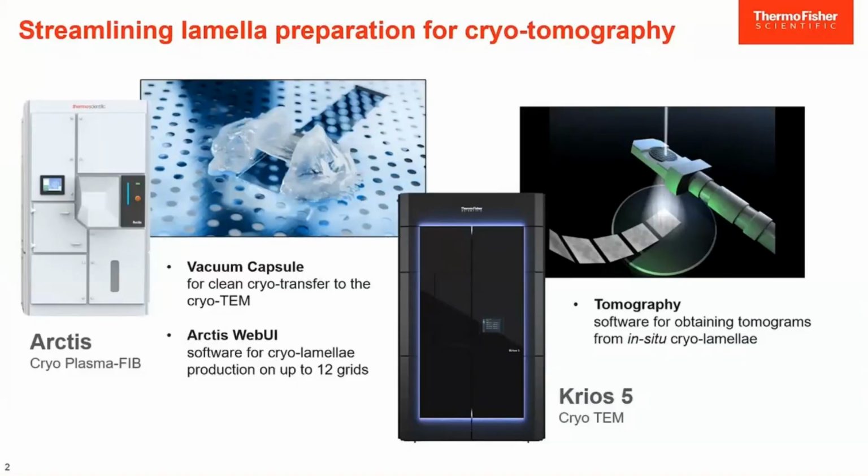Other developments which are very crucial are listed on this slide, and this is on the Krios 5 side, the tomography software improvements that Marc already mentioned in the previous talk. But also on the focused ion beam side, on the Arctis, there's essential software which allows us to automate the lamella production process. And we can do that not for one grid, but for up to 12 grids with the robotic loading system that both of these systems feature.